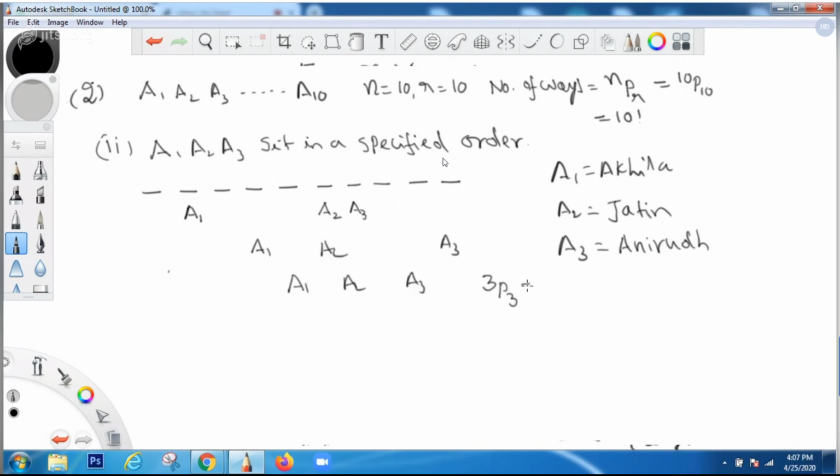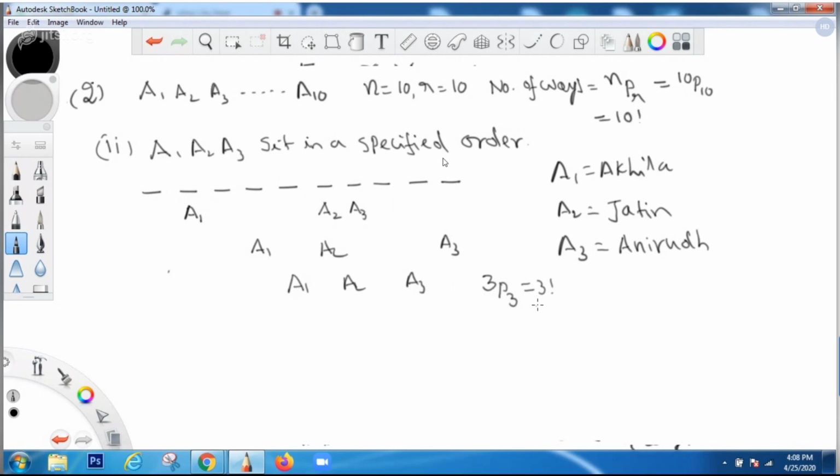3p3 is 3 factorial. So these 3p3, 3 factorial internal arrangements are not permitted. What is this 3p3? A1 comes first, then A2, A3, or A2 comes first, then A1, A3, or sometimes A3 first and then A1, A2. That is not permitted. That is possible in 3 factorial ways.